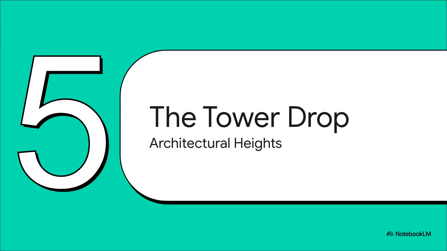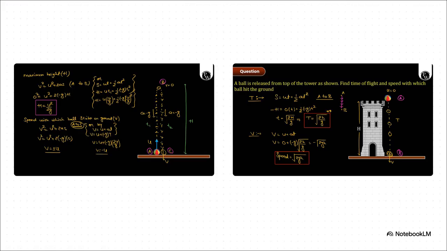And that brings us to section 5, the tower drop. This is really the climax of our explainer. We're going to tackle that classic physics scenario of dropping objects from grand architectural heights. When we actually compare these two scenarios side by side, it's wild how it reveals just how beautifully symmetrical these kinematics equations are. Throwing a ball up to find its maximum height relies on the exact same principles as dropping a ball from a tower.